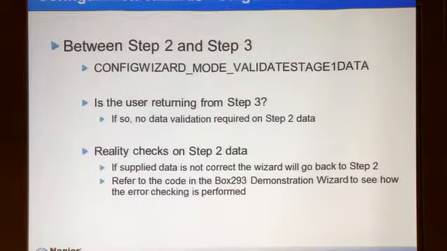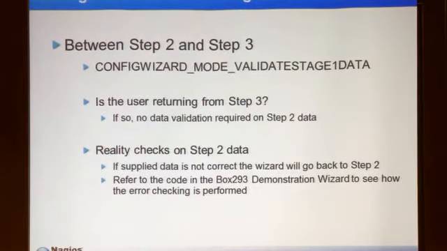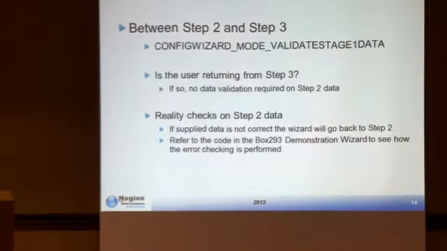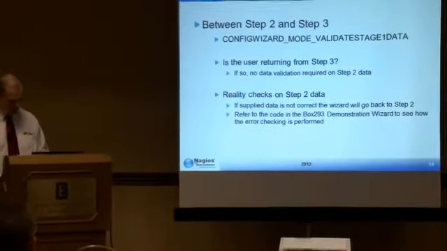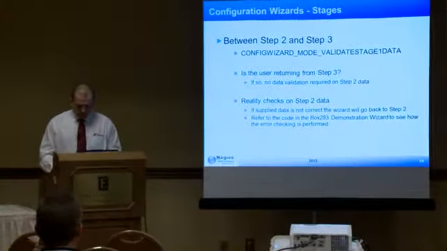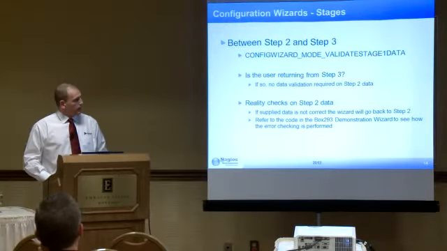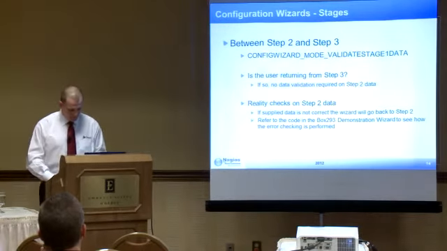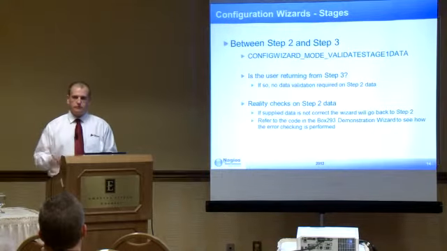Before step 3, we have a validation stage. Firstly, there should be a check to see if the user was on step 4 and they clicked the back button. If they click the back button, we don't need to validate the data because the data would have already been validated when we proceeded from step 2 through to step 3. Otherwise, the user is proceeding to step 3 and we need to validate the data. For example, the IP address might have invalid characters or the field may have been left blank. If the supplied data is not correct, then how's the wizard going to work?